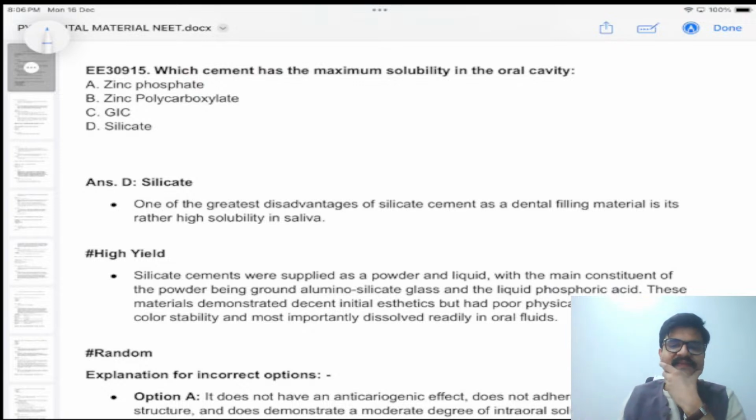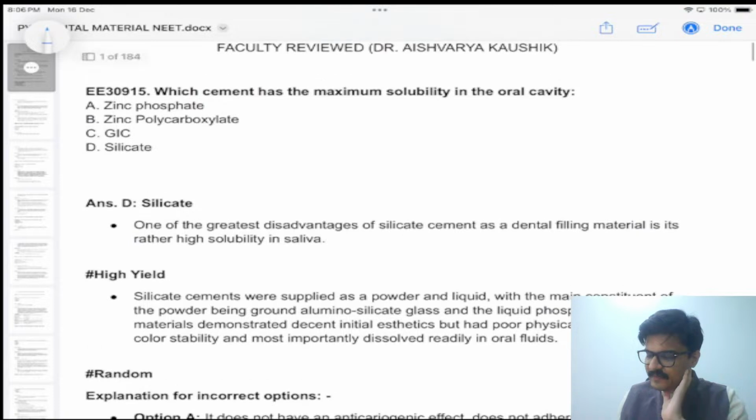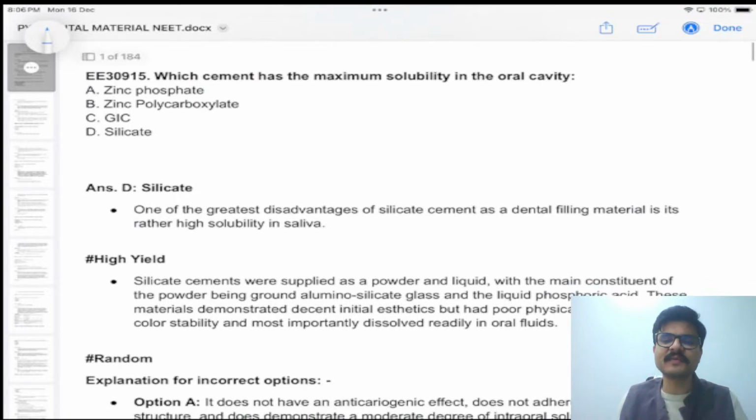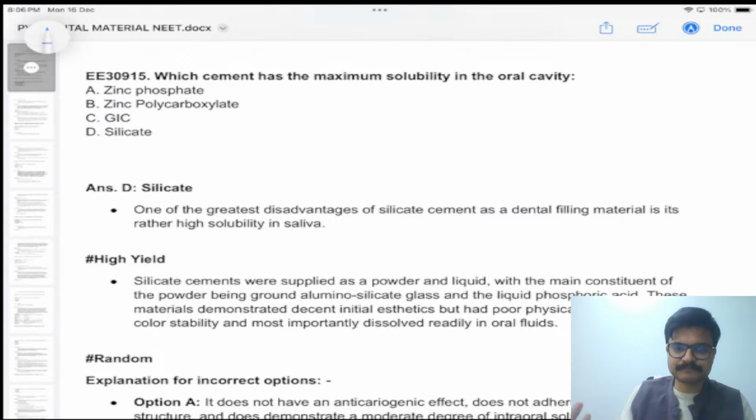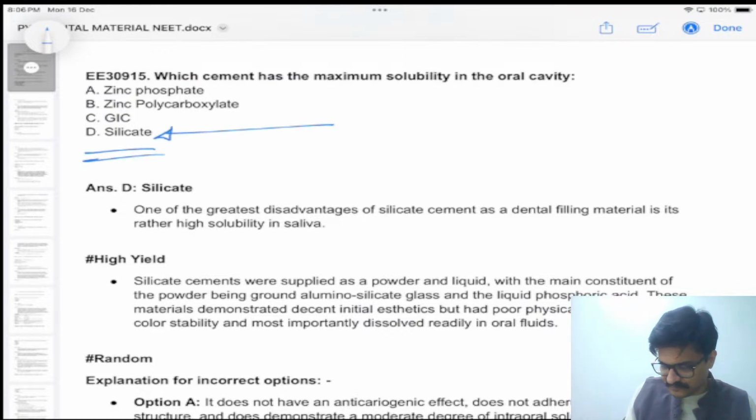Great, guys. So let's try to cover as many PYQs, right? Try to go first with the NEET. With cement, first question, which cement has the maximum solubility in the oral cavity? Of course, the options actually give away the answer here. It's actually a very controversial question, but when you see silicate, I mean, there is no doubt about it, right? The moment you see silicate, the answer is there.